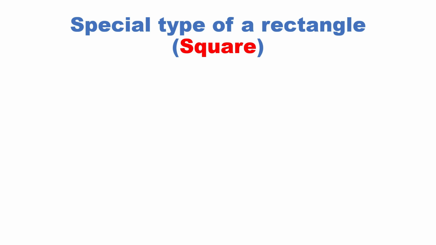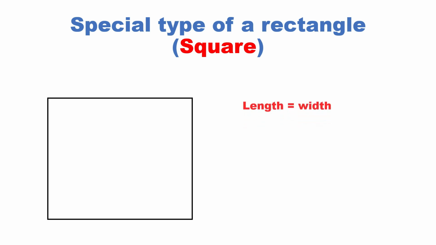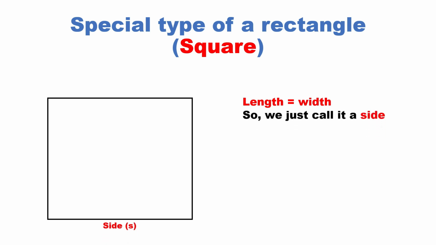The unique thing about a square is that all the sides are equal, which means the length is equal to the width, hence we just call it a side with symbol S. So, for the perimeter, we simply multiply the side by 4, hence it is 4S. And for the area, we multiply side by side, hence it is S squared.